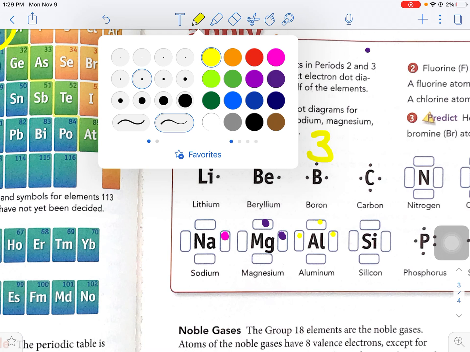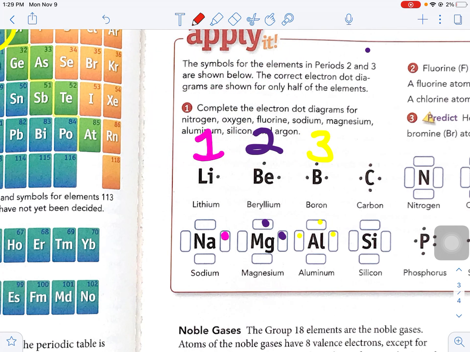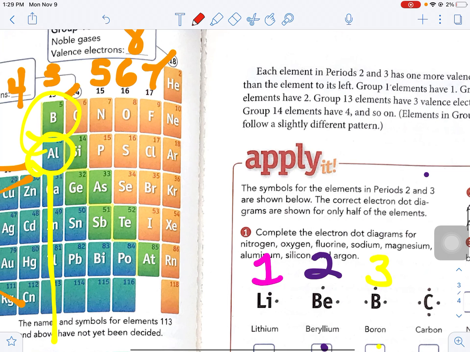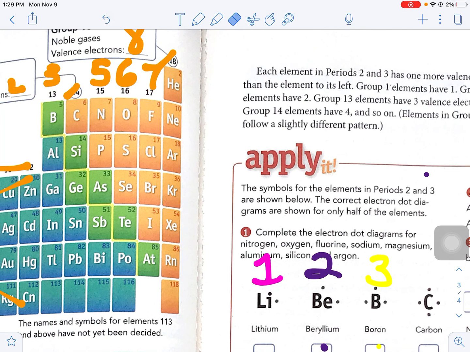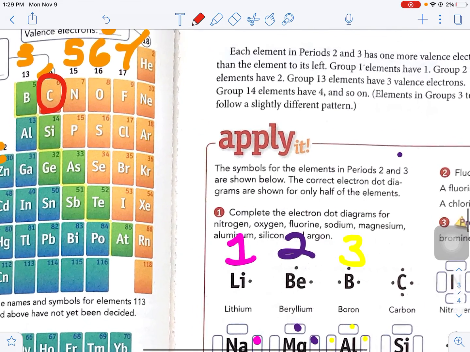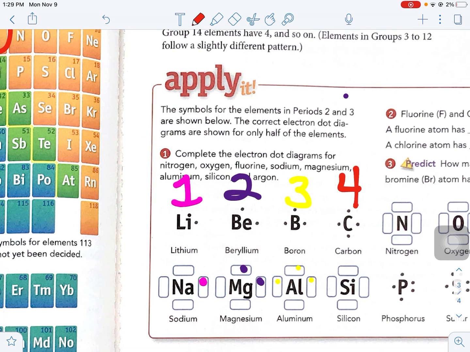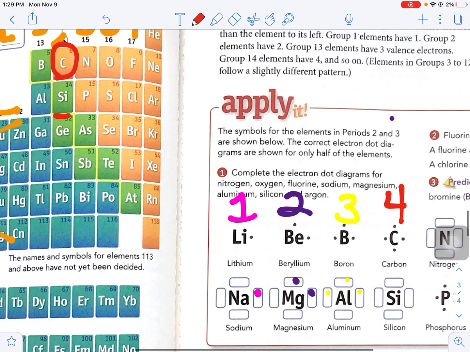I'll switch colors again, and we'll look at carbon. Carbon is found over here in group 14. Since carbon is right here in group 14, we know it has 4 valence electrons. So 4 valence electrons has 4 dots for carbon. Silicon is right beneath it, and it's in the same group. Anybody in this group is going to also have 4 valence electrons. And for silicon, we're going to put those valence electrons on, 1, 2, 3, and 4.